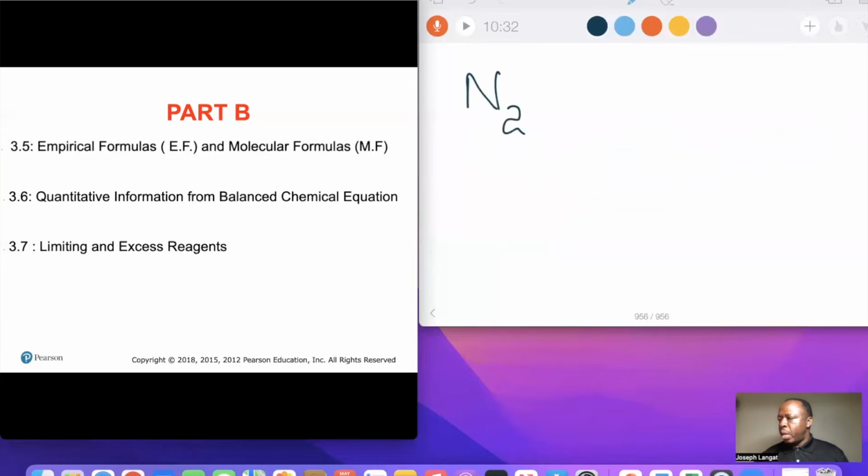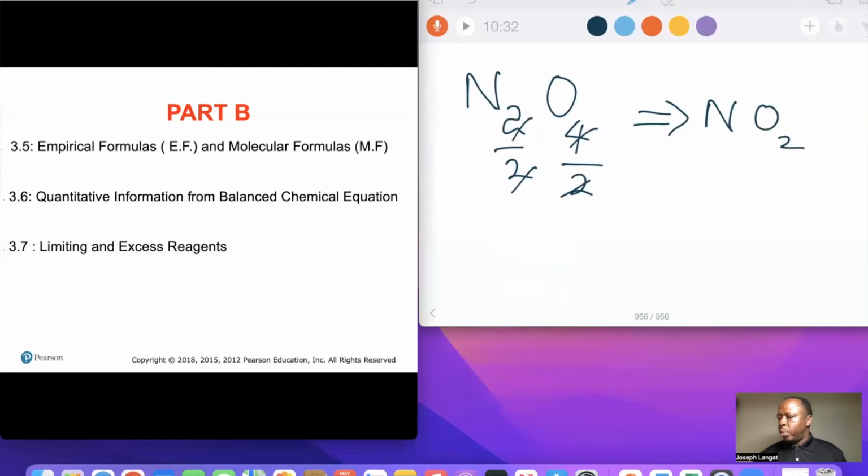Dinitrogen tetroxide, for example, N2O4, is not an empirical formula because it's not in the simplest form. So let's divide both subscripts by 2. This gives us NO2. This is the molecular formula, and this is the empirical formula. It's just to define what the empirical formula is.